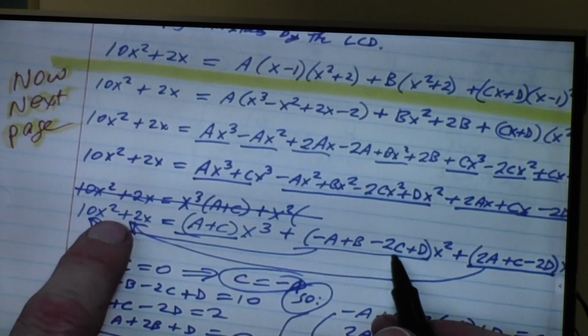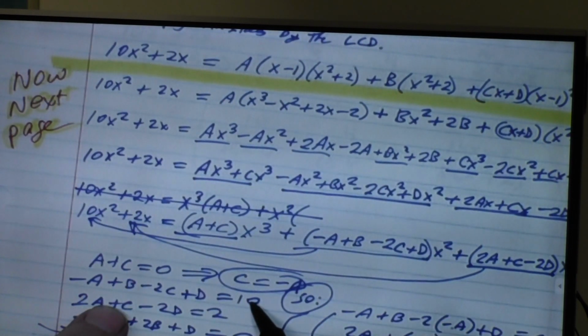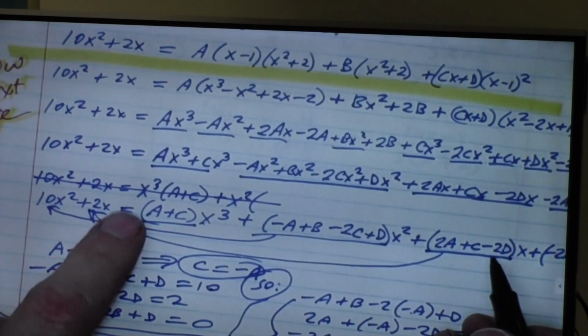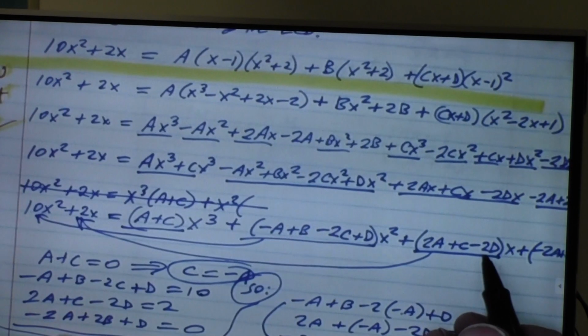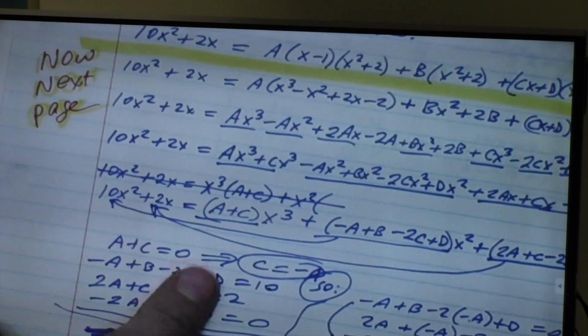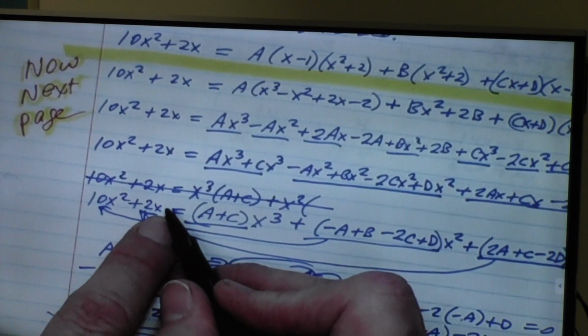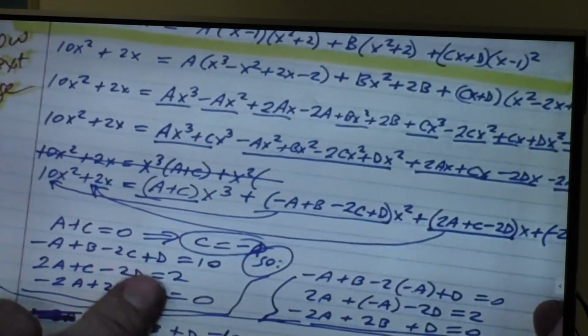All of this matches the 10 because the x squareds match, so all of that equals 10. All of that matches the positive 2 with the x, so it equals 2. And all of that, oh, when I lose myself, there isn't any constant number in this, so that means all of that equals 0.